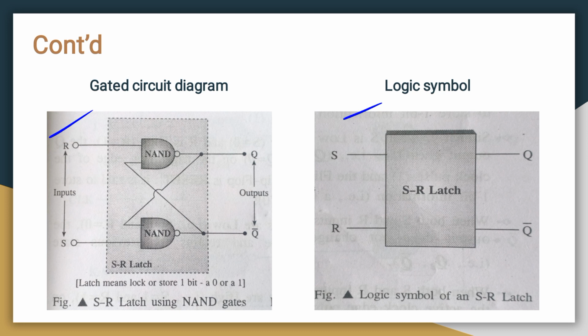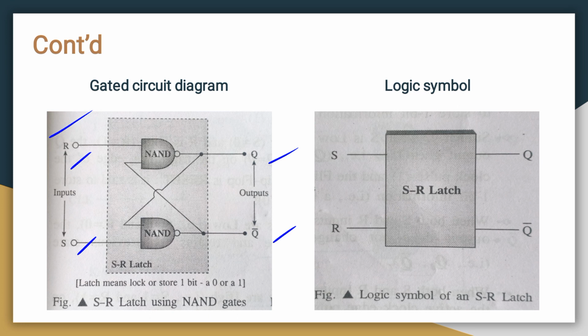So before going to the gated circuit, let's see the logic symbol. The logic symbol consists of two inputs. Depending on the name, it is the SR, nothing but set or reset, or it can be taken as input A B or SR. So it will take the inputs S and R, then the outputs are Q and Q bar, the complement of the output, nothing but Q and Q bar, the complemented output. So this is the logic symbol. When we come to the gate circuit, again the S and R inputs, Q and Q bar are the outputs.